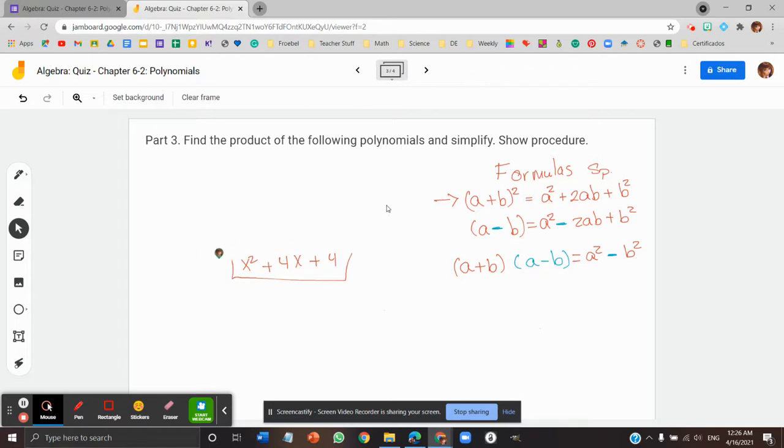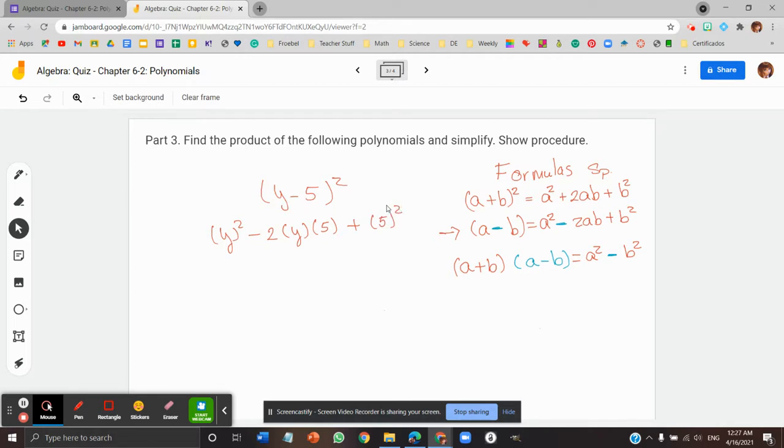What if instead of adding, we were subtracting that perfect square? Minus b. I'm sorry. If you have y minus 5 to the second, well, you can use this form. Y will be my a, 5 will be my b. Y to the second minus 2ab plus b to the second power.